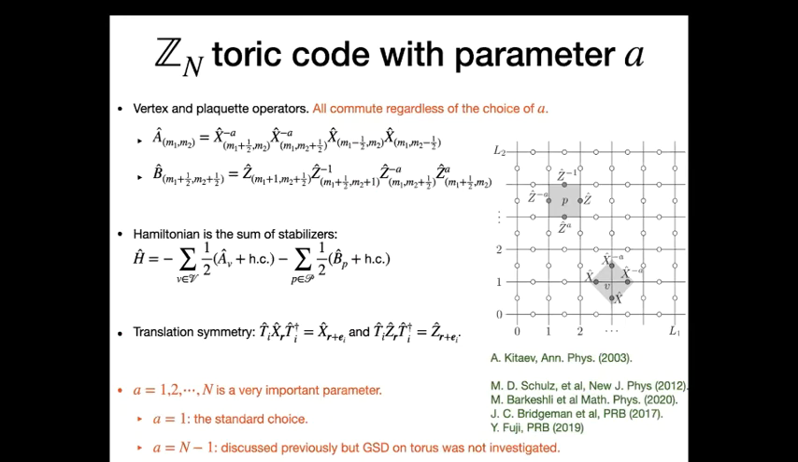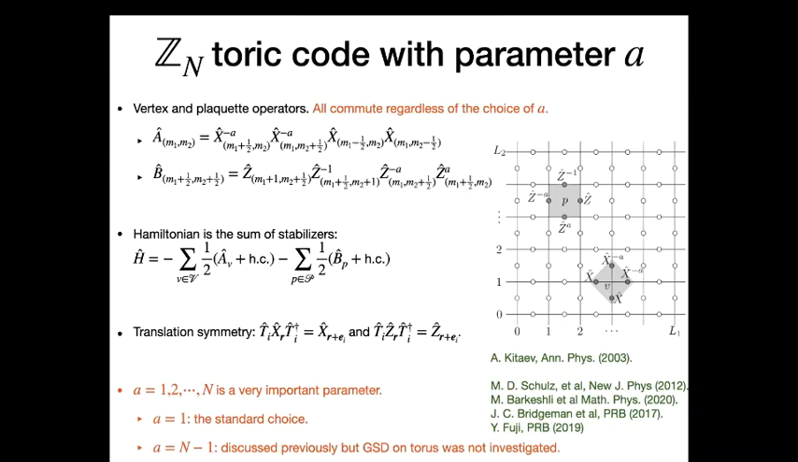So I write down a toric code model using n-level spins, but the point here is that I have a parameter A. The usual n-level toric code model is written in terms of just n-level spins, but with parameter A equal to 1. So you set A to be 1, and that's the usual toric code for a Zn toric code. But I generalize it with an integer parameter A.